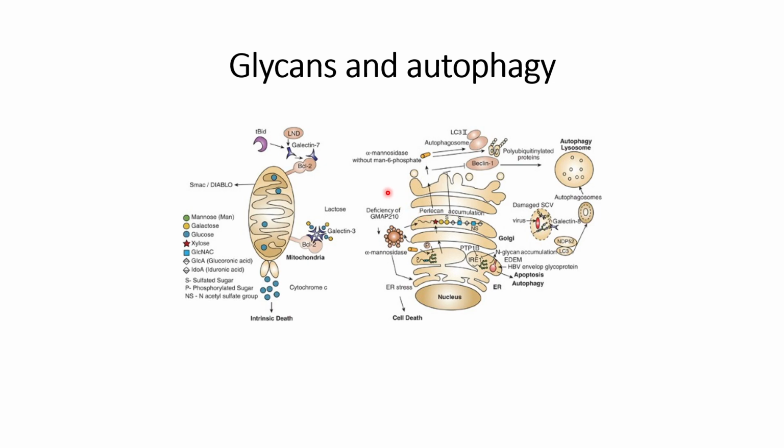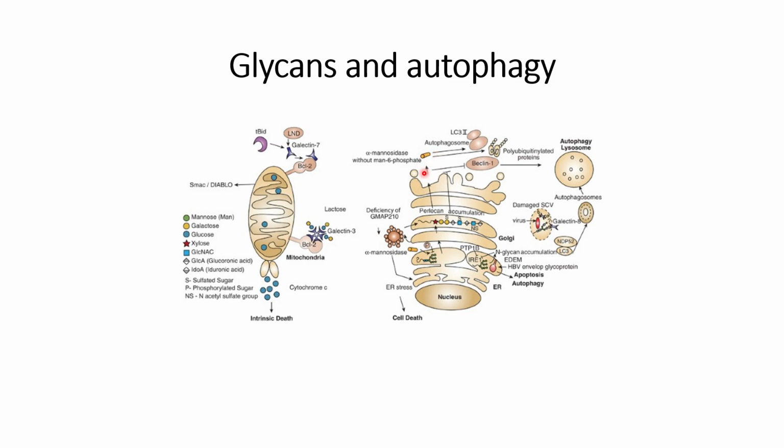In these conditions where there is a deficiency of GMAP 210, we have discussed how it will trigger ER stress. And there is another condition where the mannose-6 phosphate is not working properly. If the mannose-6 phosphate is not working properly, then it will lead to improper glycosylation from the Golgi apparatus, that is from the trans-Golgi network.